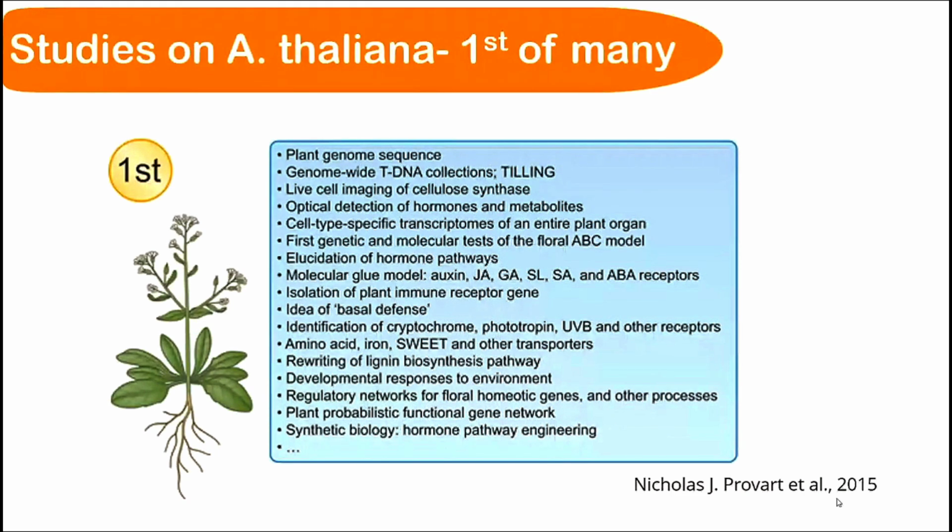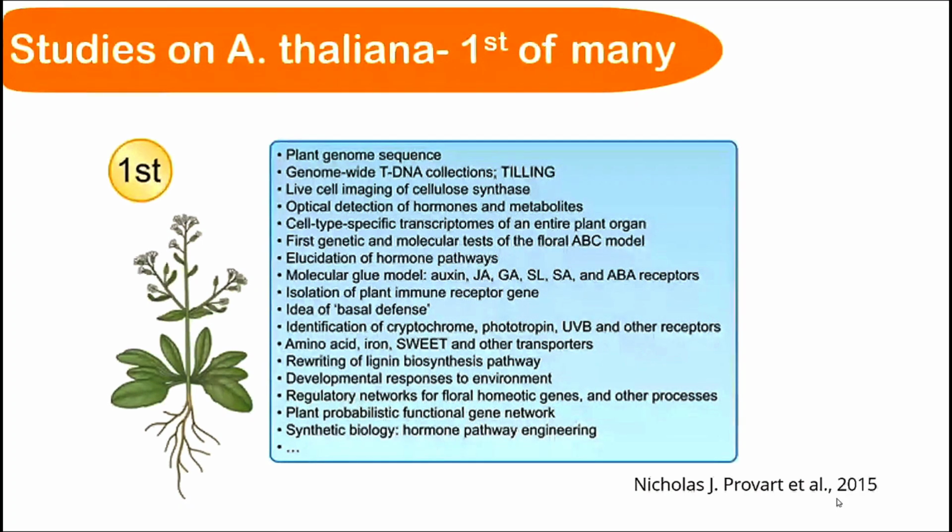Then live cell imaging of cellulose synthase was also done for the first time in A. thaliana. Optical detection of hormones and metabolites. I was addressing that a lot of work in Arabidopsis has been carried out with respect to the plant hormones. So optical detection of the hormones and metabolites were carried out for the first time in this plant. Then transcriptomes of entire plant organs, cell type specific transcriptomes, they were studied. And floral ABC models, first genetic and molecular tests were carried out.